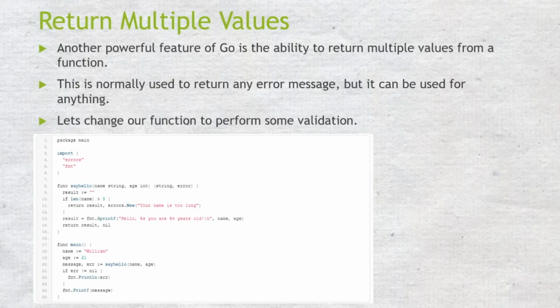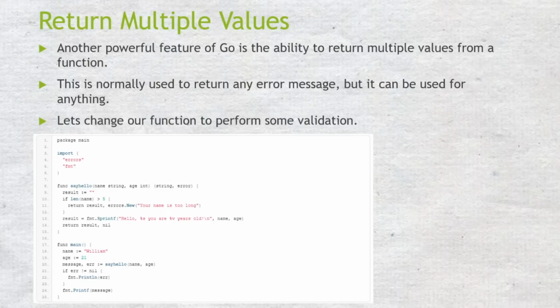So in our sayHello function here, we still have the same parameters of name, which is a string, and age, which is an integer. But notice where we have the return value, we no longer have just string, but inside parentheses we have string, error. This tells Go that we're going to be returning two values, one's a string and one's an error.